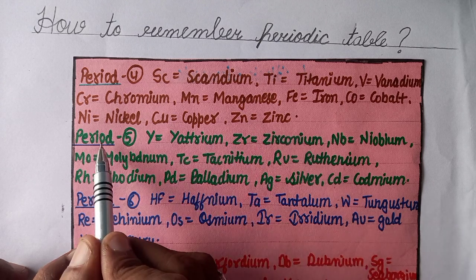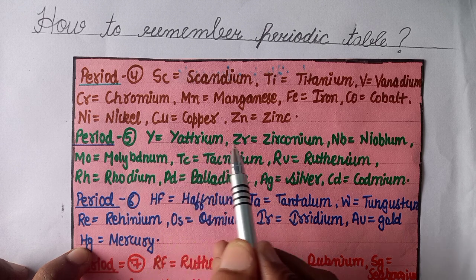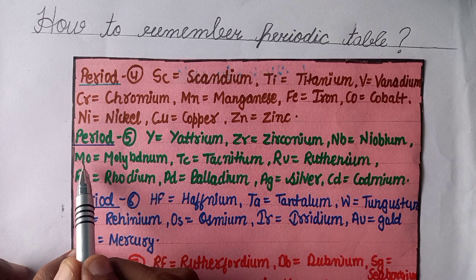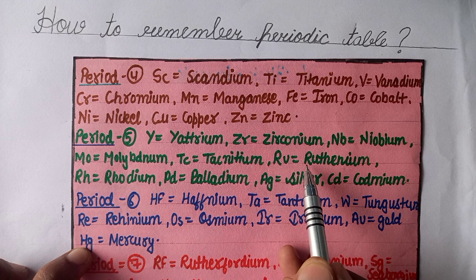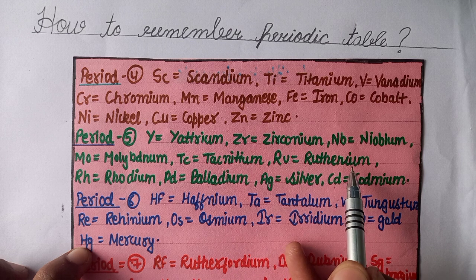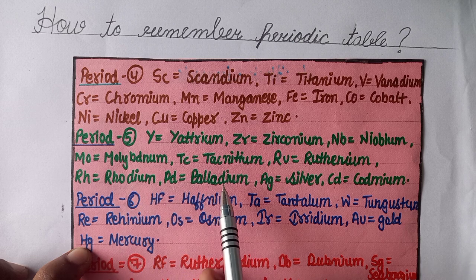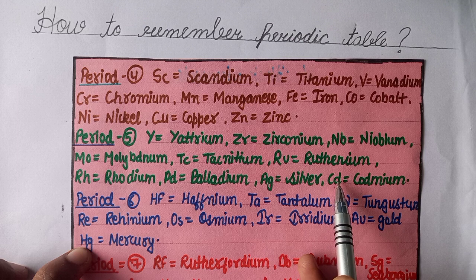Similarly, elements of period 5 in D block are Y for yttrium, Zr for zirconium, Nb for niobium, Mo for molybdenum, Tc for technetium, Ru for ruthenium, Rh for rhodium, Pd for palladium, Ag for silver, and Cd for cadmium.